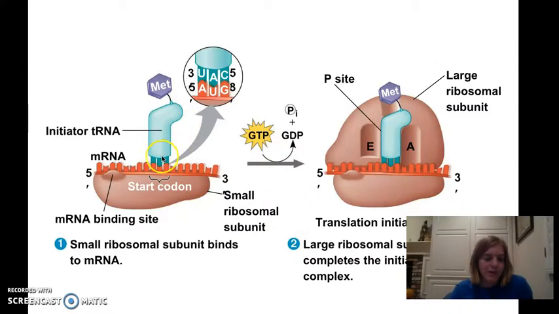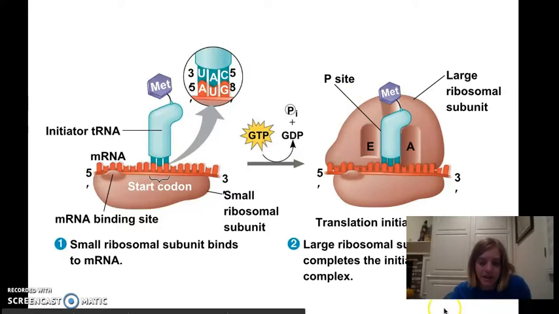the small ribosomal subunit binds to the mRNA, and once it finds the start codon, the large ribosomal subunit, the other piece, comes in and attaches to the small subunit as well as the tRNA and the mRNA, and this forms what's known as the translation initiation complex. And once again, in order for these two to come together, we require the help of some protein factors, and also the hydrolysis of GTP helps get this initiation process made.